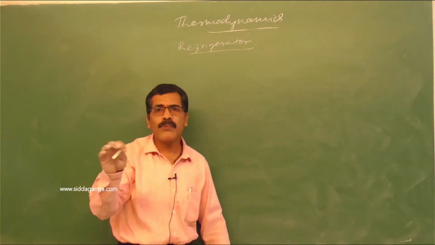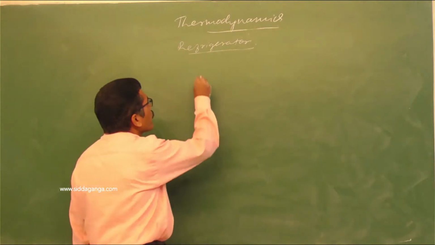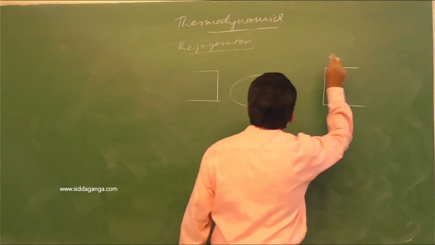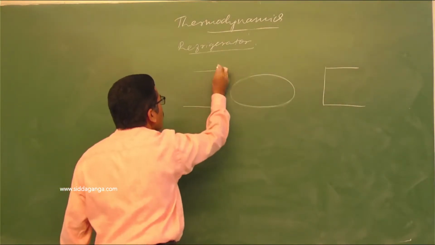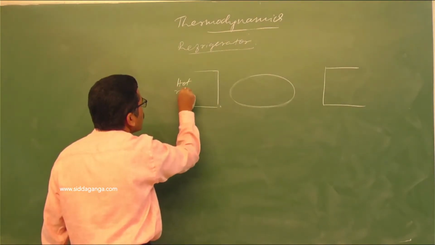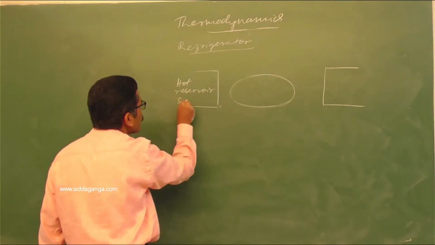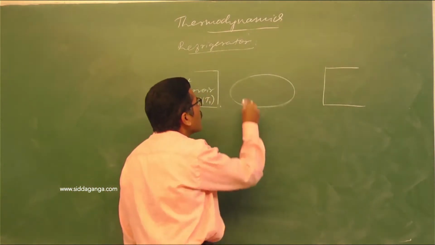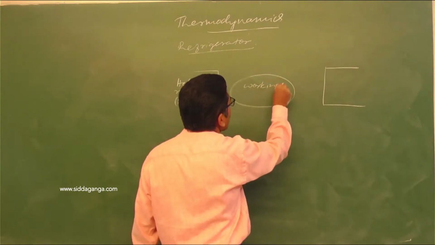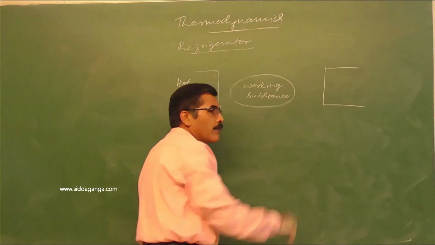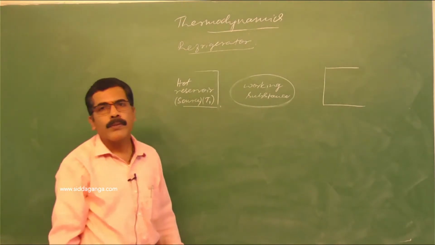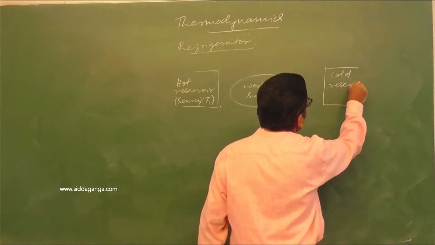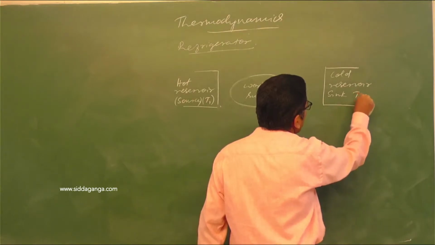A refrigerator is just a reverse of a heat engine. In the refrigerator, we have a hot reservoir, or source, which is at constant high temperature T1, and we have a working substance, which may be a refrigerant liquid like freons, and we have a cold reservoir, or sink, which is at temperature T2.